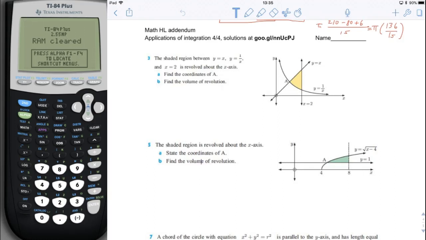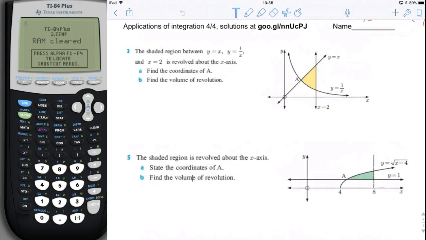Okay, page 4 of applications of integration. First, we're going to do another revolution problem.